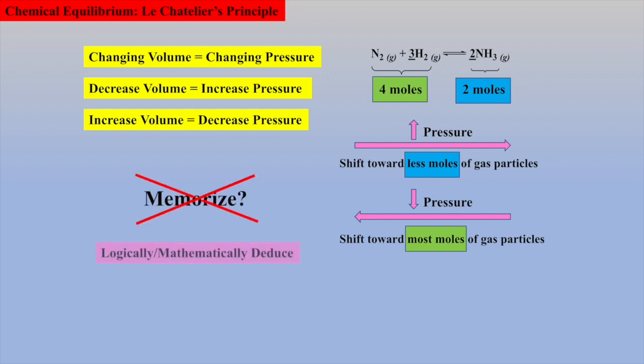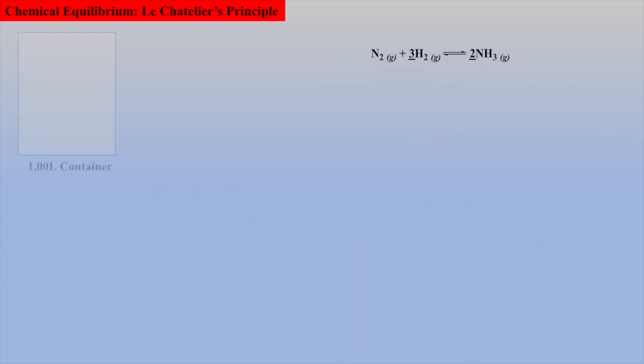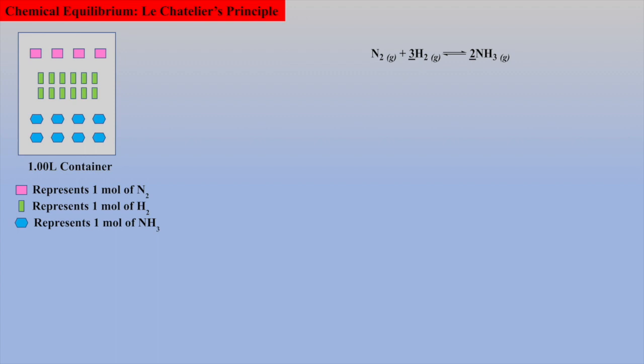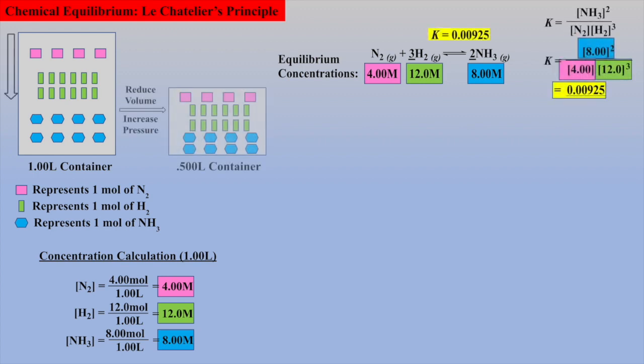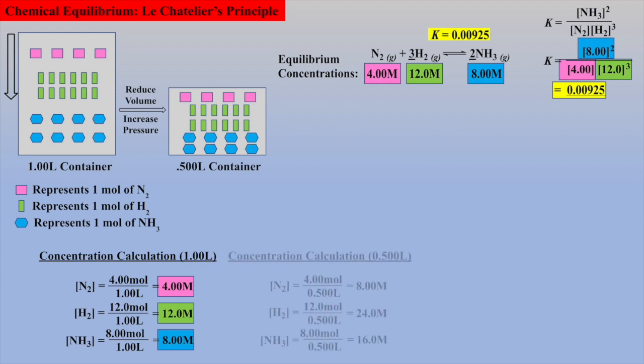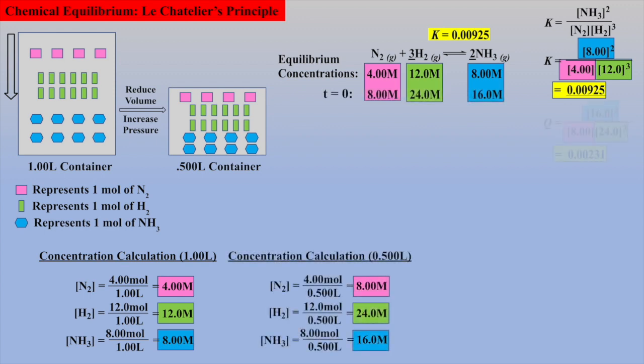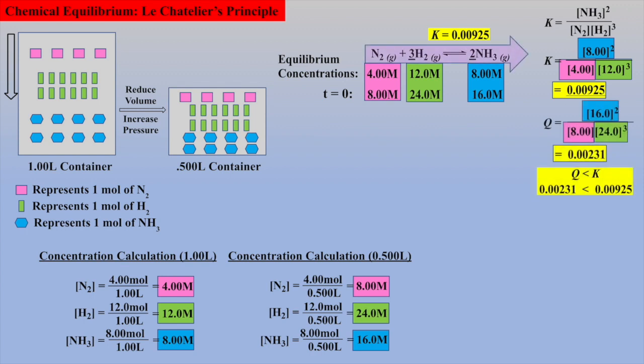Let's mathematically prove Le Chatelier's prediction. Here we have the Haber reaction in a 1 liter reaction vessel at equilibrium. Each particle of gas will represent 1 mole of each gas. Thus, the equilibrium concentrations are 4, 8, and 12 molar for nitrogen, hydrogen, and ammonia, respectively, and a K value can be calculated using these concentrations. If the volume is reduced to half a liter, then the new concentrations can be calculated as well as a Q value. The Q value is less than K, thus the equilibrium will shift to the right, causing a decrease in concentration of the reactants and an increase in concentration of ammonia.